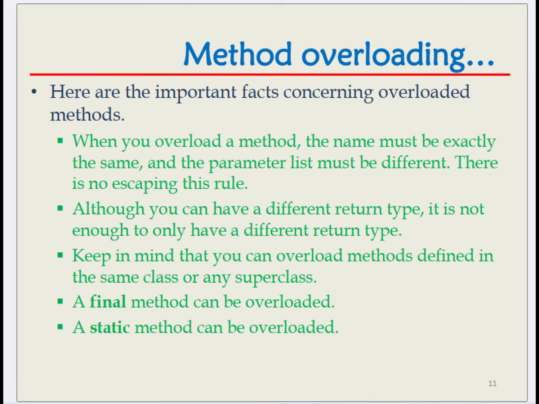Method overloading. Here are the important facts concerning overloaded methods. When you overload a method, the name must be exactly the same, and the parameter list must be different. There is no escaping this rule. Although you can have a different return type, it is not enough to only have a different return type. Keep in mind that you can overload methods defined in the same class or any superclass. A final method can be overloaded. A static method can be overloaded.